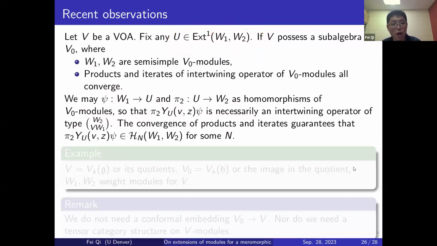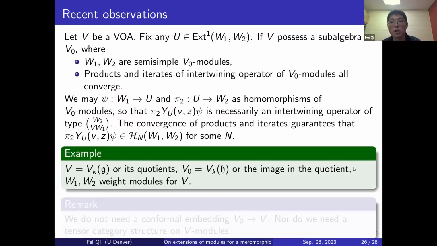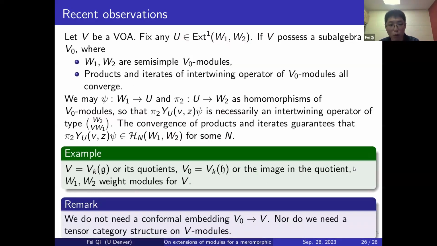So obvious examples are affine algebras and their Heisenberg subalgebra. In this case, if you talk about weight modules, then Ext1 is completely captured by the theory over here. Moreover, the most important thing is that we do not need a conformal embedding from V0 to V, and we also do not need any tensor category structure on V modules. So the conditions are very weak, much weaker than the requirements of the simple current extension.